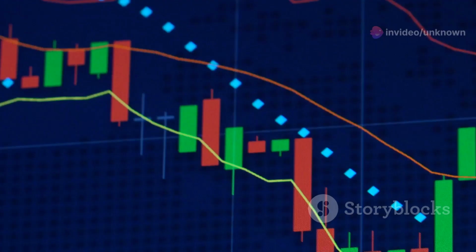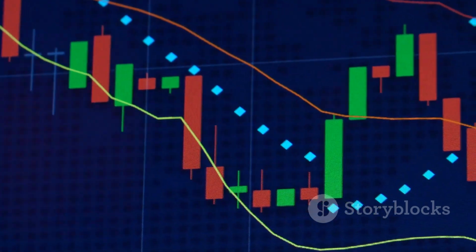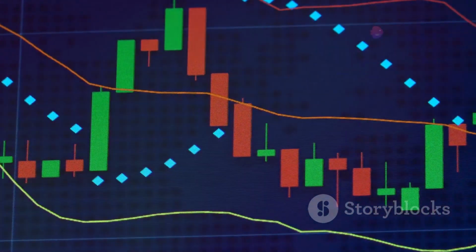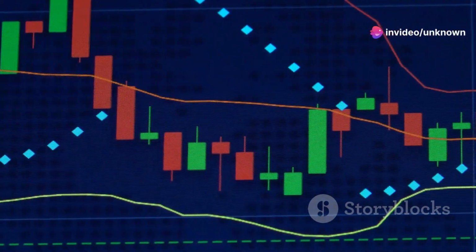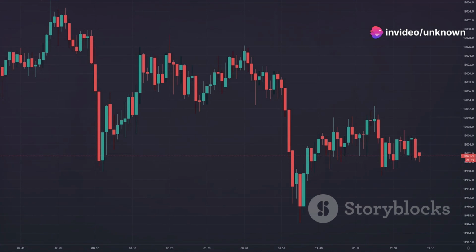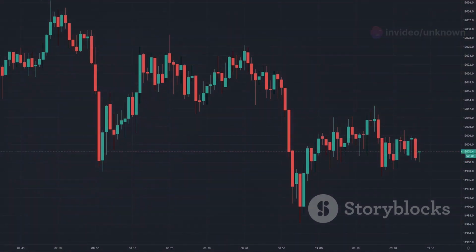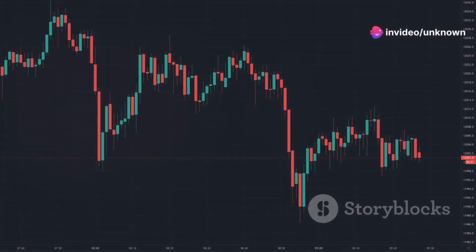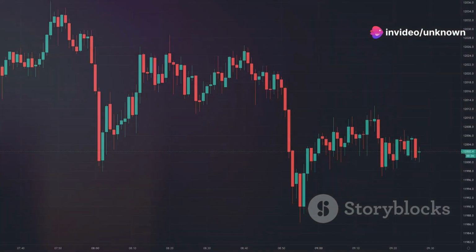If the body is filled or colored, it often means the closing price was less than the opening price, indicating a bearish market. Conversely, if the body is empty or a lighter color, it shows that the closing price was above the opening, suggesting a bullish market sentiment. Meanwhile, the wicks or shadows that extend from the top and bottom of the body represent the highs and lows of the price during the session.